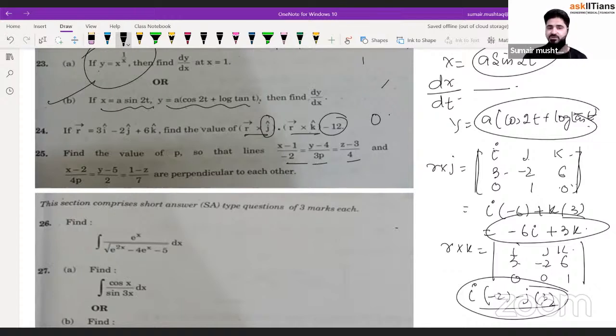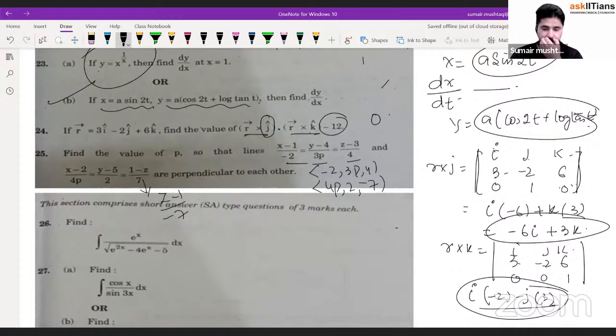See, what are the direction coordinates of these? When they are perpendicular to each other, the dot product of the direction coordinates needs to be 0. First of all, you need to find the direction coordinates. Direction cosines, this is 2, 3p and 4. Here the direction cosines of this is 4p, 2, and remember, when you are going to change this thing, this will be z minus 1 divided by negative 7. This is negative 7. Okay, take the dot product of this thing.